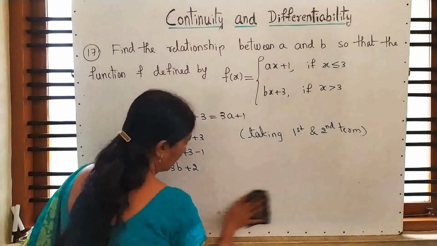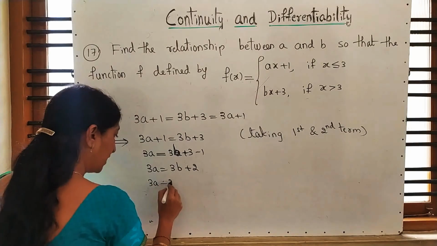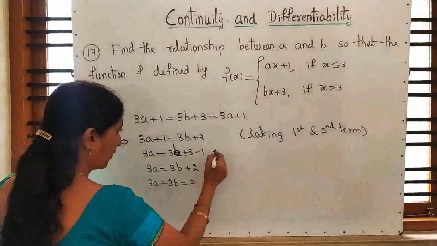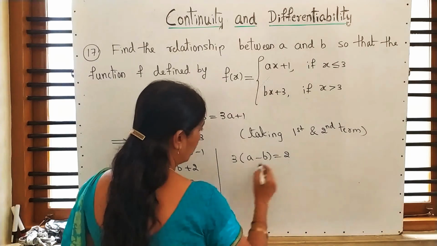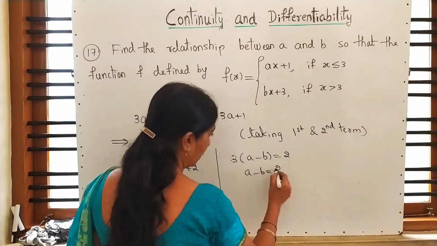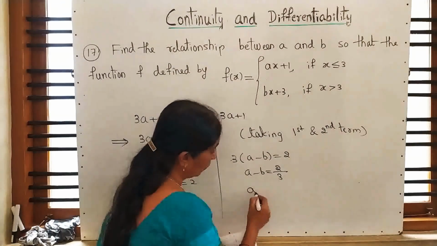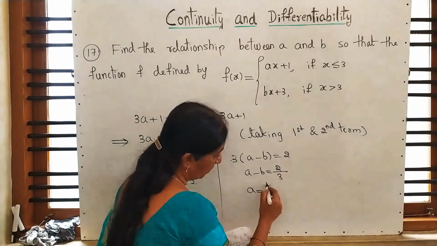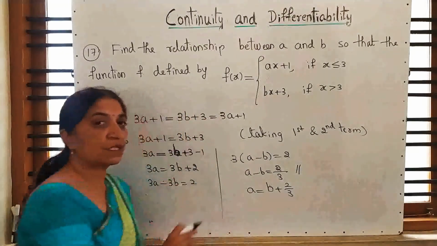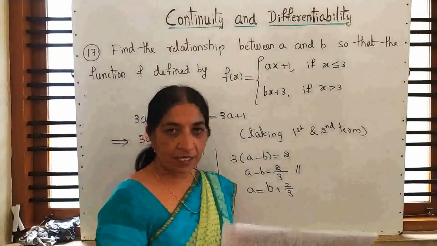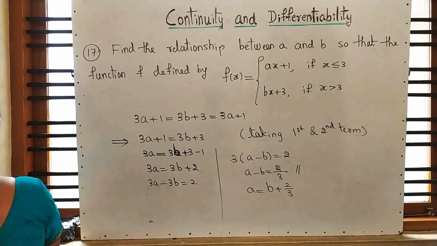Calculation is left to the students. 3a minus 3b is equal to 2. 3 common here. a minus b is equal to 2 by 3. Either you can keep a minus b is 2 by 3, or you can write a is equal to b plus 2 by 3, taking minus b to that side becomes plus b. You can stop here or you can write one more step. This is how a and b are related. See, is it very simple or what? Moving to the next question.